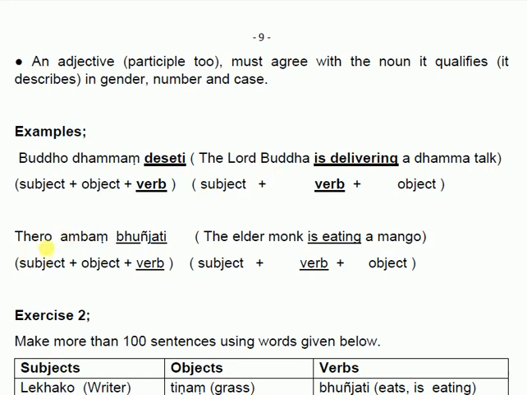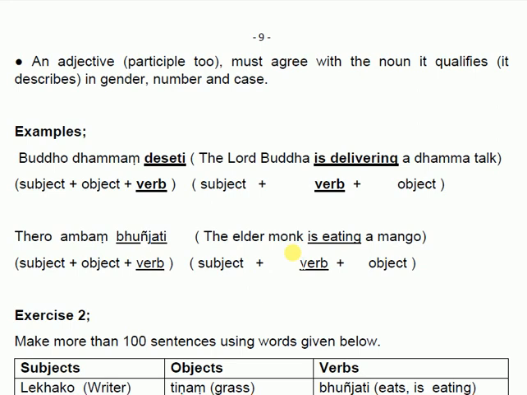Here, second example. Thero Ambang Bunjati. The elder monk is eating a mango. Thero, subject, the elder monk. Ambang, object, a mango. Bunjati, verb, is eating. Thero Ambang Bunjati. The elder monk is eating a mango.